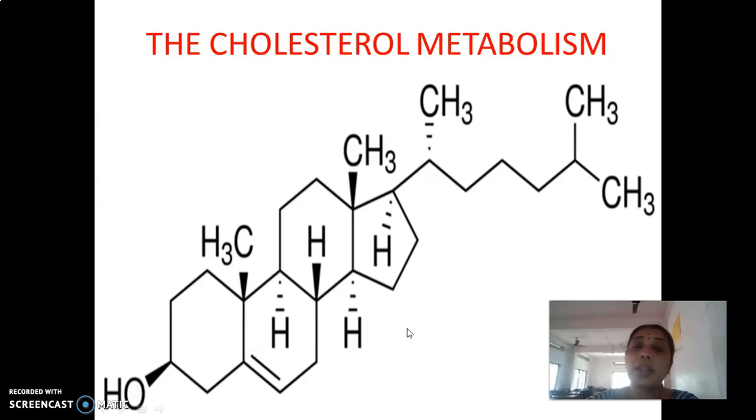Again, which are the sites where cholesterol is synthesized? Cholesterol is synthesized by almost all the nucleated cells of the body.